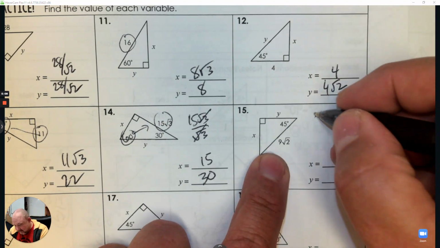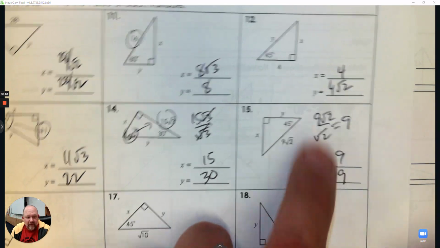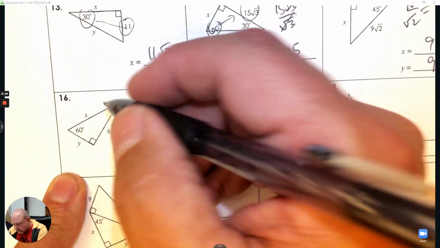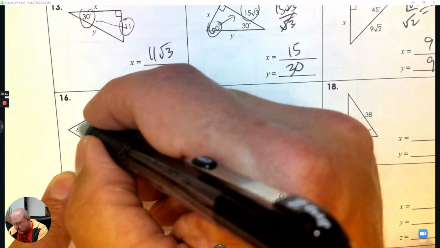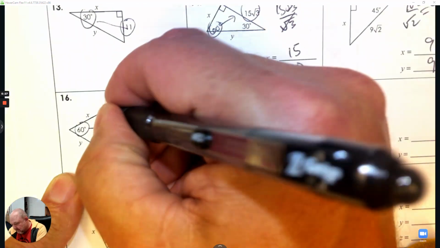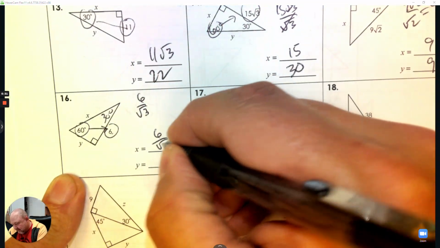Here we're dividing to find the leg, so divide by root 2, and you get 9, and both are the same length because they are isosceles. Here, 6 is opposite of 60. This is 30 up here. So we divide by root 3 and then double that answer.